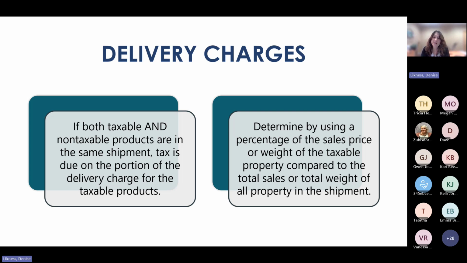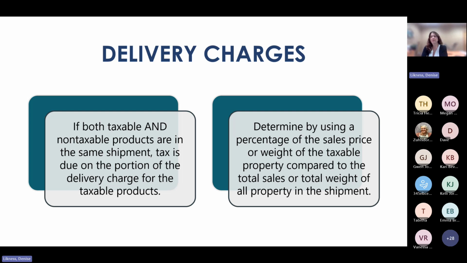This goes into basically, if you have a shipment, half of the stuff is subject to tax, and half of the stuff is for resale, or half of the stuff is not taxable. So you have both in one shipping. So if both the taxable and the non-taxable products are in the same shipment, tax is due on the portion of the delivery charges for the taxable product.